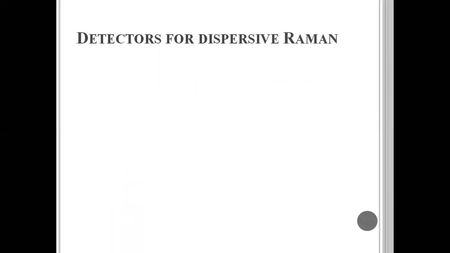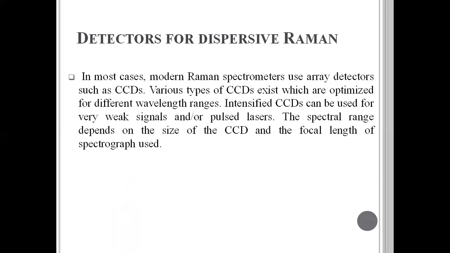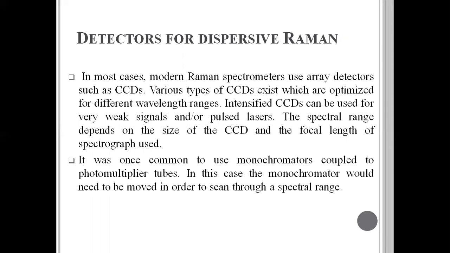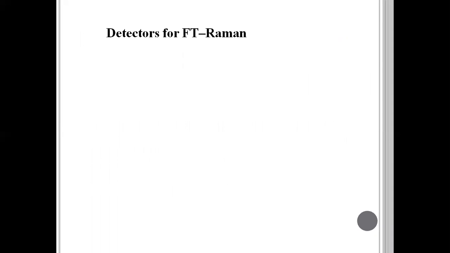Then we will discuss the detectors for dispersive Raman. In most cases, modern Raman spectrometers use array detectors such as CCDs. Various types of CCDs exist which are optimized for different wavelength ranges. Intensified CCDs can be used for weak signals or under pulsed lasers. The spectral range depends on the size of the CCD and the focal length of the spectrograph used. It was common to use monochromators coupled to photomultiplier tubes. In this case, the monochromator would need to be moved in order to scan through a spectral range.